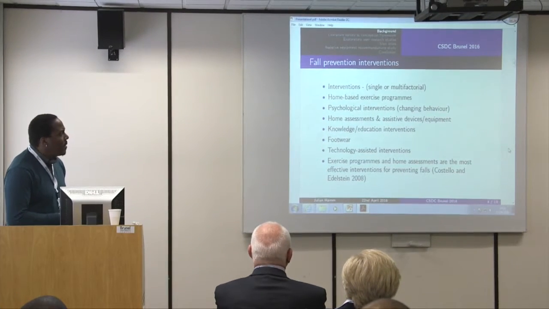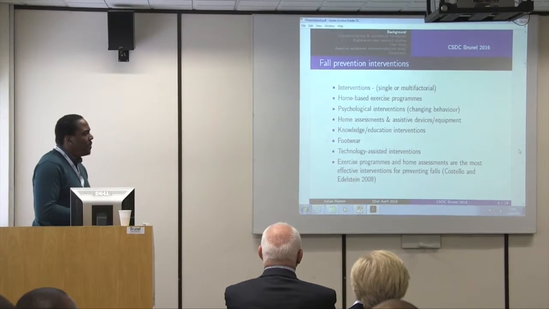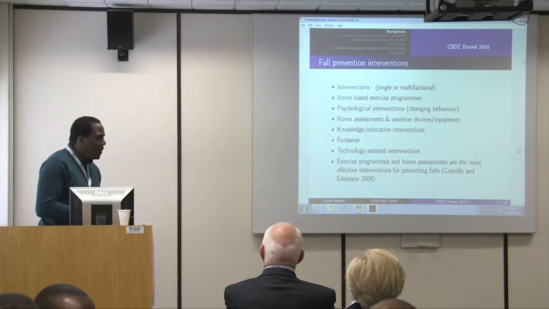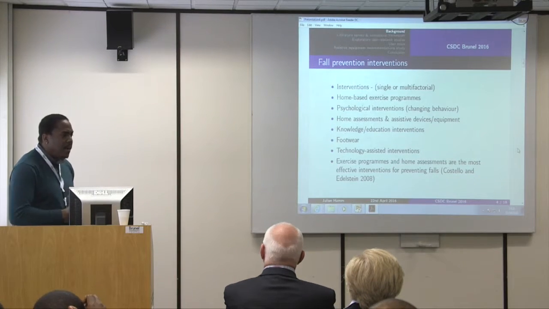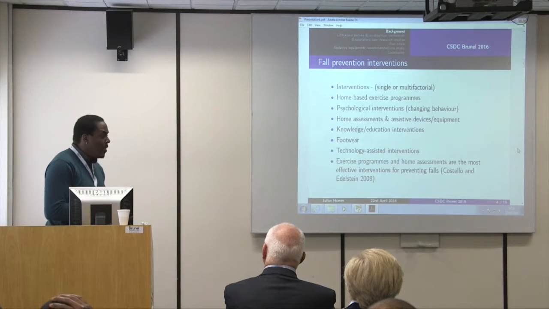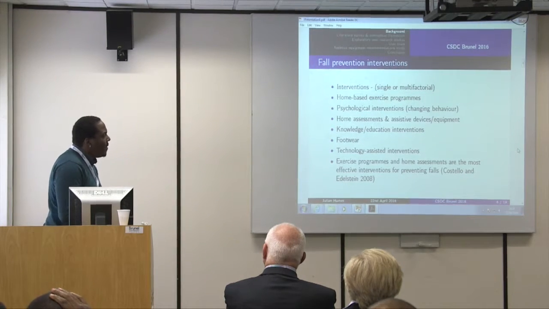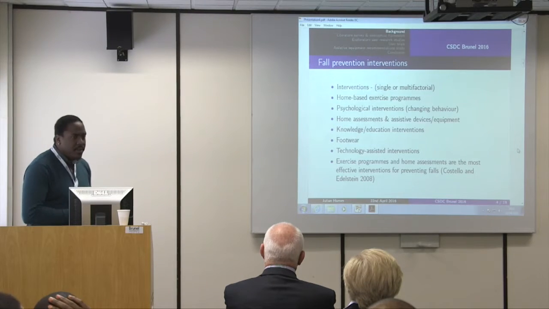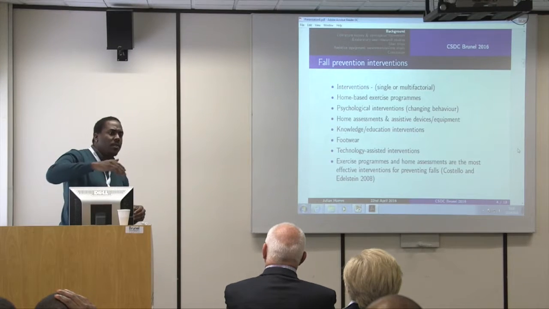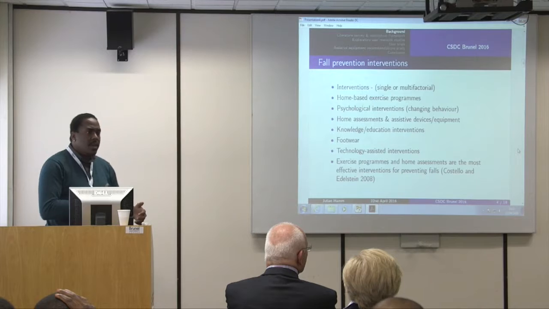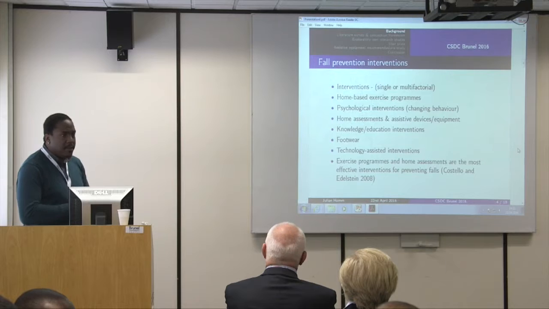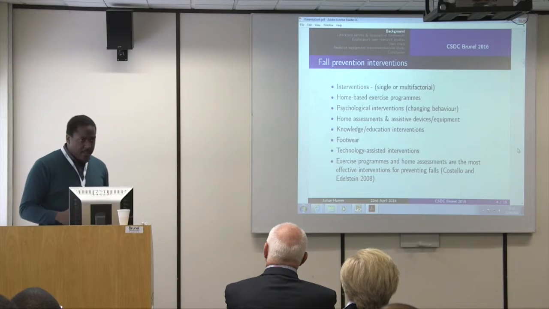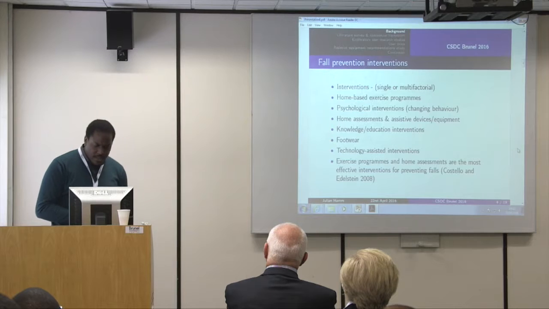Then you've got home assessments and assistive devices such as a bath board, toilet frame, stair lift, and so on. Then you get education, which educates them about the assistive device itself and the use of the equipment. And you've got technology-enabled interventions, so things like the use of gaming as a way of increasing adherence rates when people are using the game exercises. Exercise programs and home-based assessments tend to be the most effective interventions found in the literature.